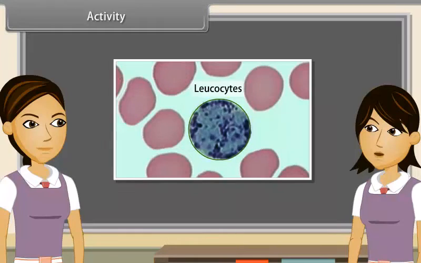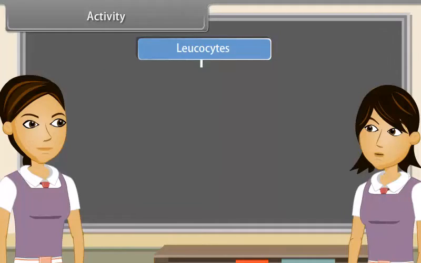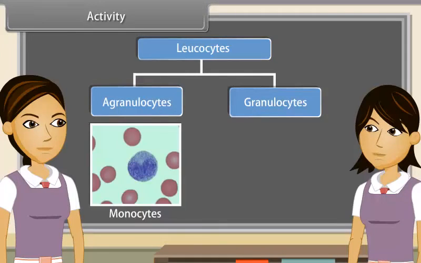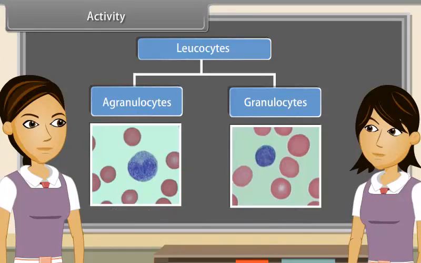Leukocytes are amoeboid, nucleated and whitish. They are larger in size but less in number. They are of two types: agranulocytes, without granules and with a non-lobed nucleus. These are of two types, monocytes and lymphocytes.